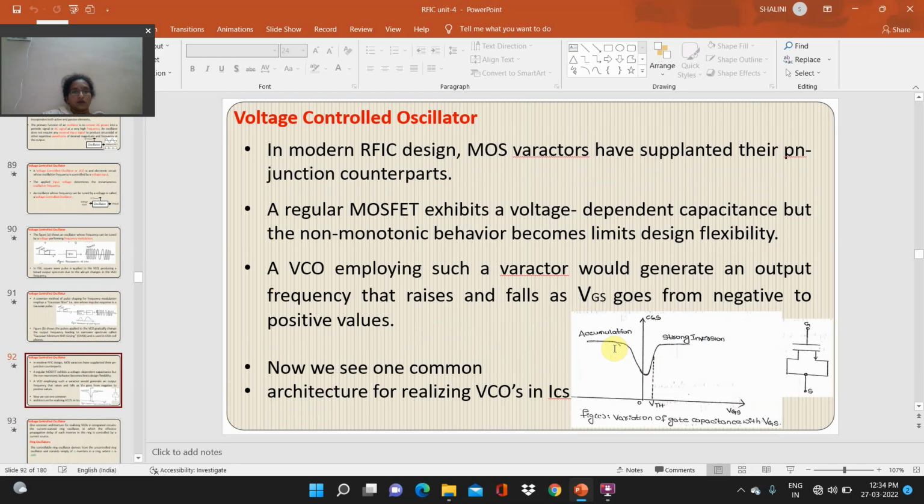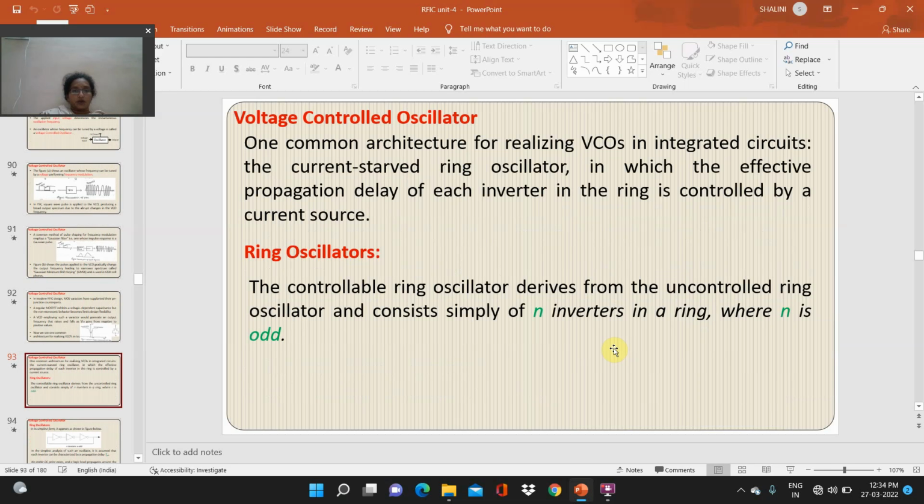In modern RFIC design, MOS varactors have supplanted their PN junction counterparts. A regular MOSFET exhibits a voltage dependent capacitance, but the non-monotonic behavior limits design flexibility. A VCO employing such a varactor would generate an output frequency that rises and falls as VGS goes from negative to positive values. Now we see one common architecture for realizing VCOs in integrated circuits.